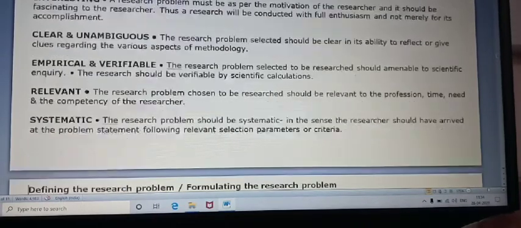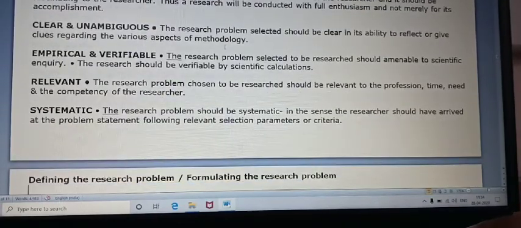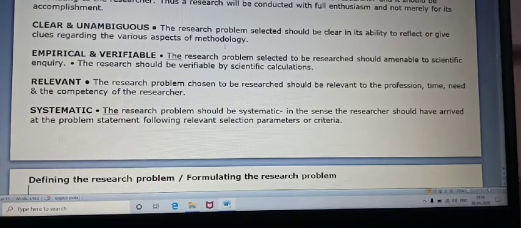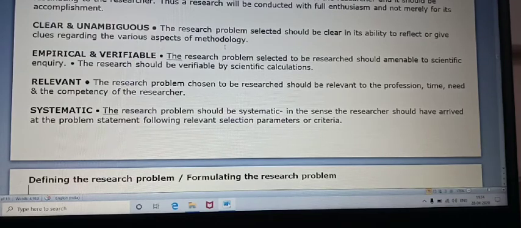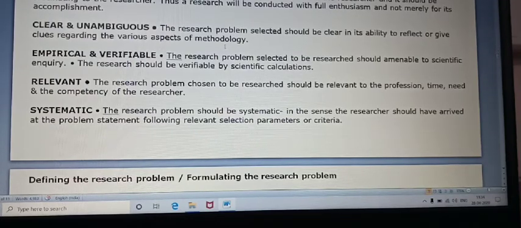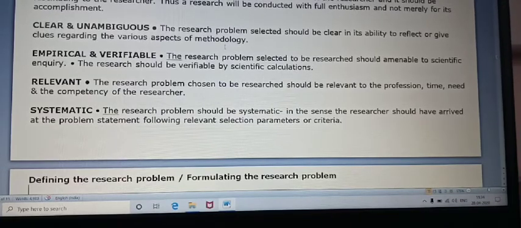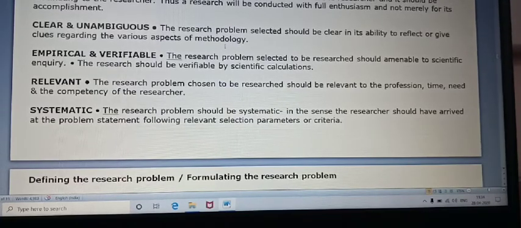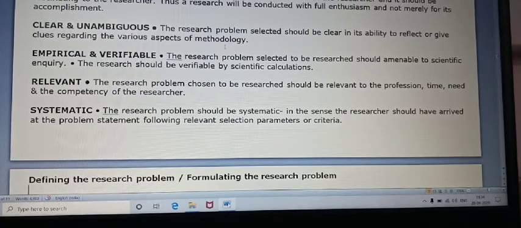The next thing is clear and unambiguous. You know, a research problem should be selected in such a way that it has a clear cut pathway on how to do research, or the methodology. If there are different ways in which you can do the same things, then you will be stuck. You won't know which way to do the research. So the research problem should be clear, it should be unambiguous. So a person reading the research problem should be able to easily understand without any problem. Then the research problem is good.